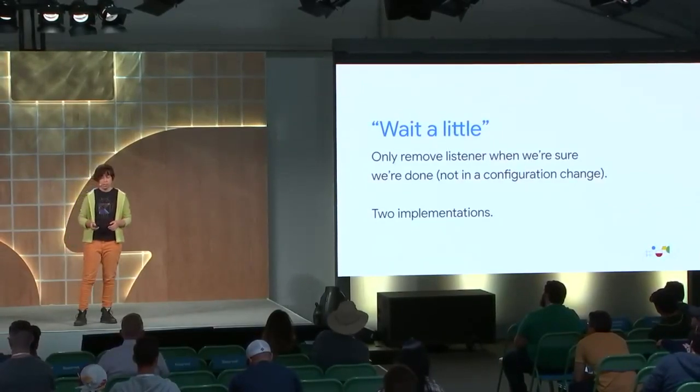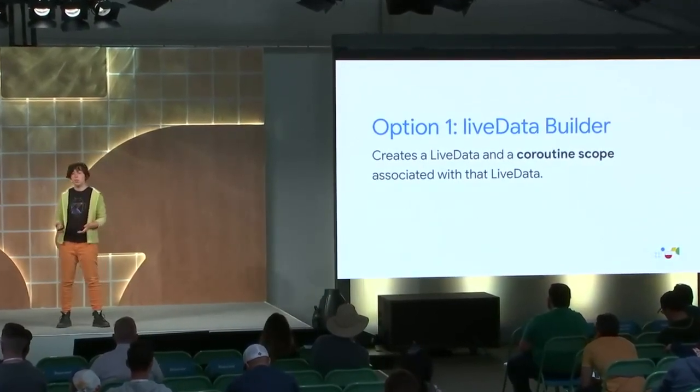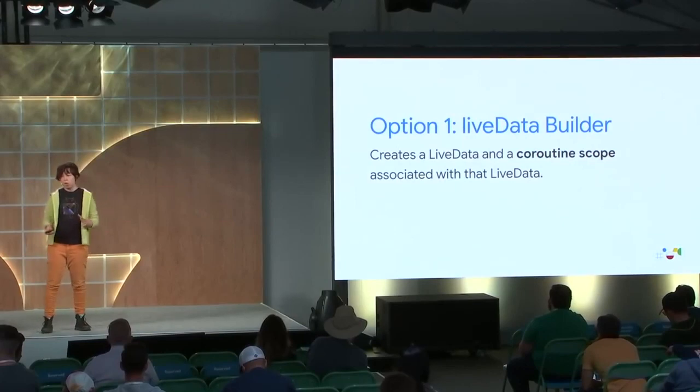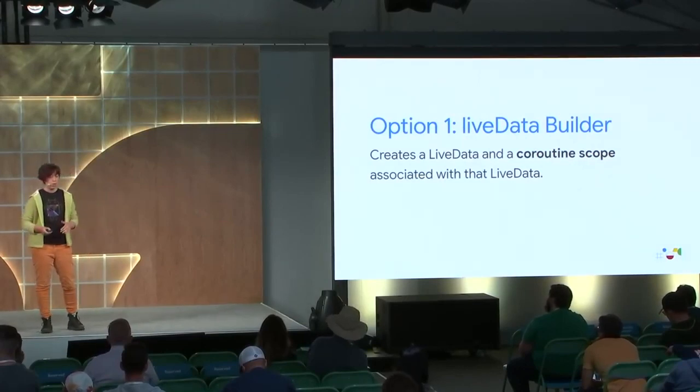Now, there are two ways that you can deal with this that I'll go over fairly quickly. The first one is to use the new LiveData builder. If you went to the architecture components and coroutines talk yesterday, they covered this. This builder creates LiveData that has an associated coroutine scope. This coroutine is canceled when the LiveData becomes inactive, but it includes this wait-a-little-bit behavior before canceling the coroutine. The coroutine is rerun if it was canceled before it finished. This gives us a similar mechanism to what we were looking for with the onActive, onInactive code.